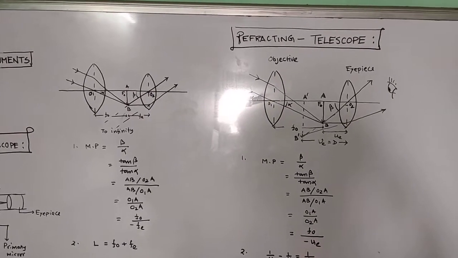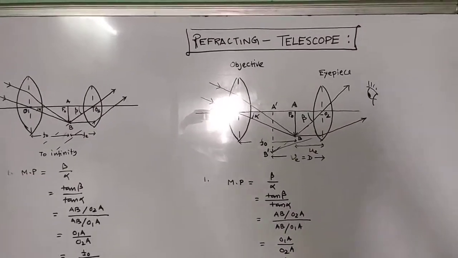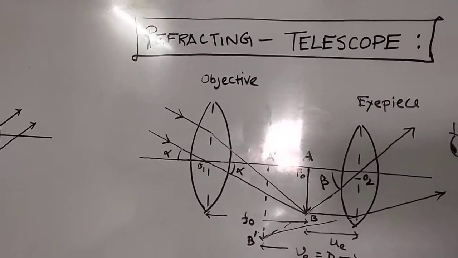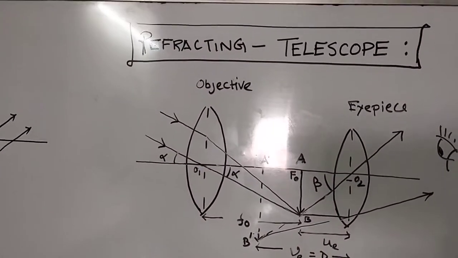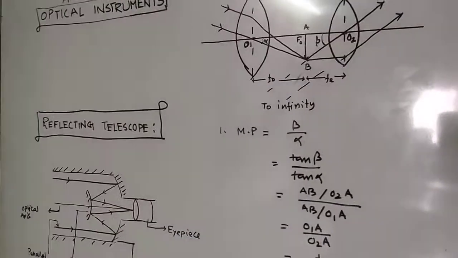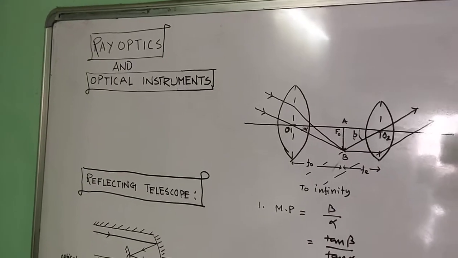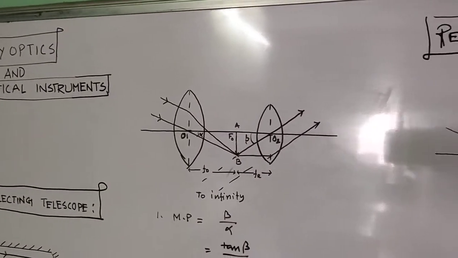Good morning, students. Today we are going to discuss telescopes. Here we are going to discuss two types: one is the refracting telescope and the other is the reflecting telescope. It is under the chapter Ray Optics and Optical Instruments.